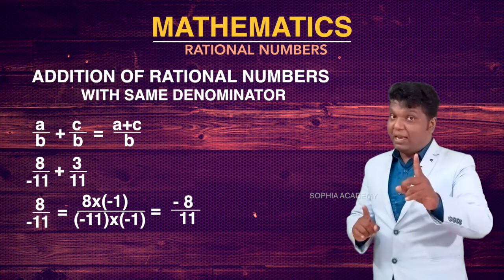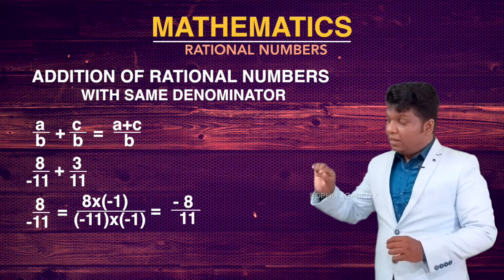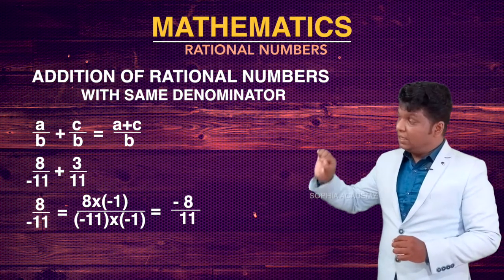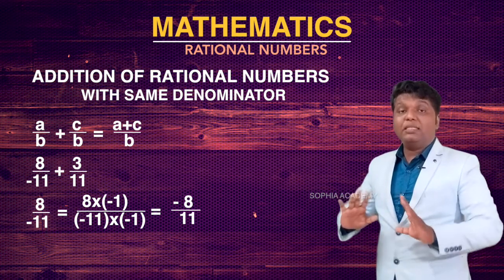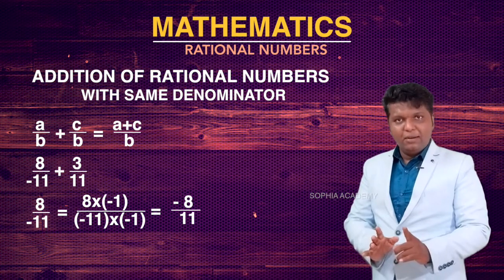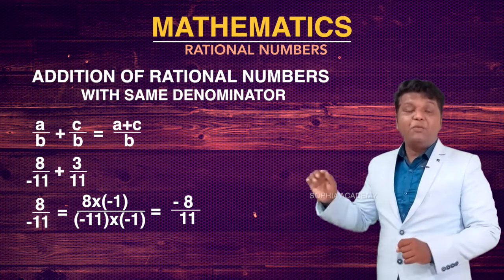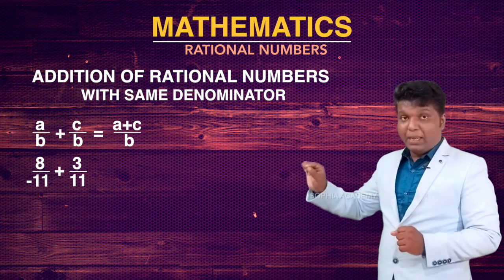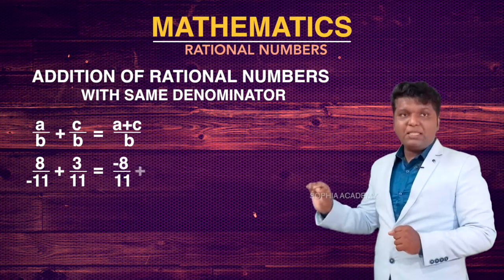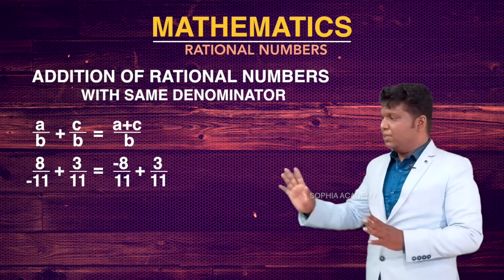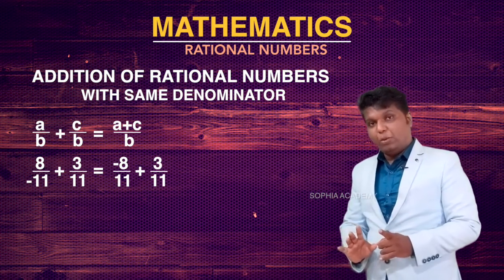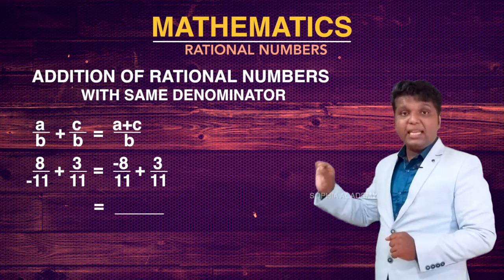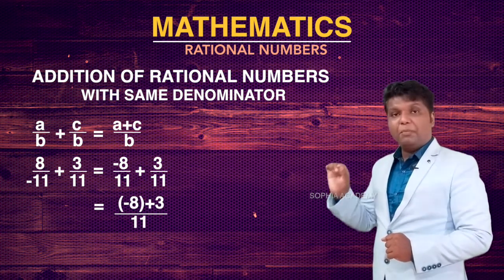The value of the number will never change. Even though right now you can see the minus sign came to the numerator part, don't think that the value of the number changed, never. We just made it into the standard form, that's all, okay? So now it became minus 8 by 11 plus 3 by 11. Now you can see both of them have the same denominator. So that's equal to minus 8 plus 3 divided by 11.